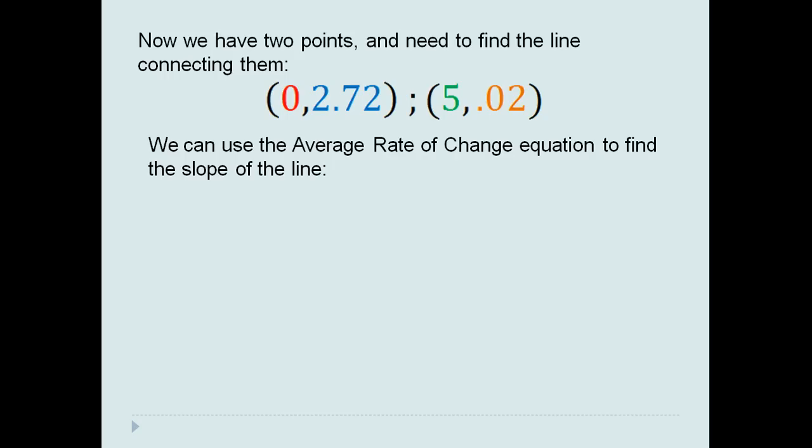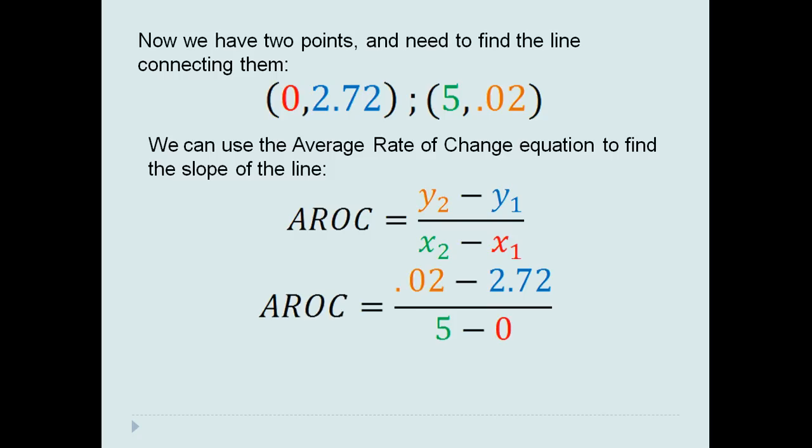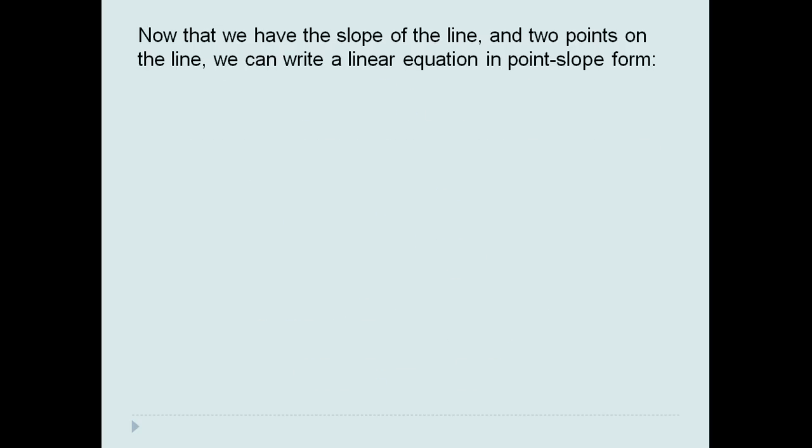So we can use the average rate of change equation to find the slope, and we know that the average rate of change is y2 minus y1 over x2 minus x1, or change in y over change in x, and that is 0.02 minus 2.72 all over 5 minus 0. And you can see the colors line up if you need to know which points went into which numbers. And our average rate of change is -0.54.